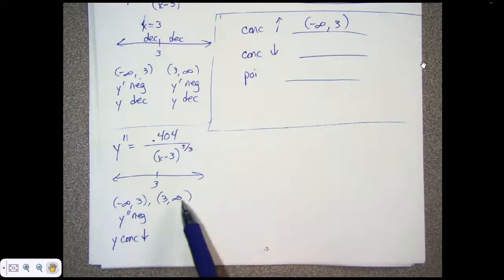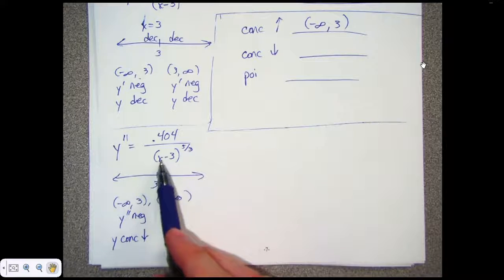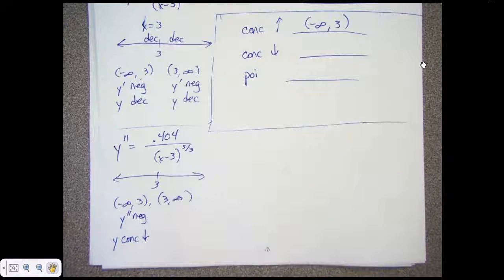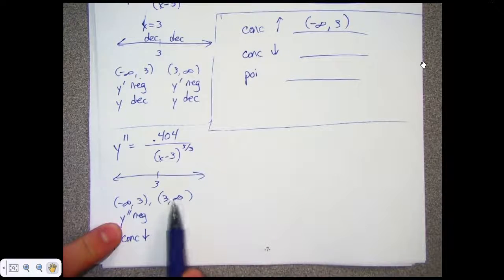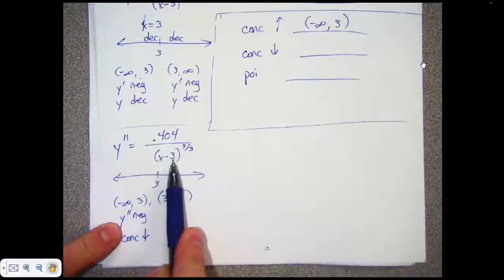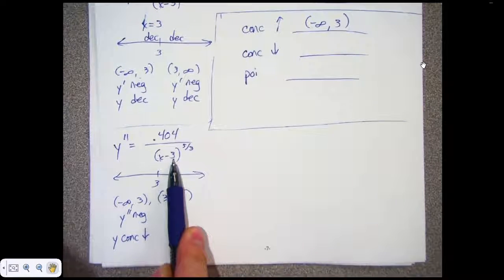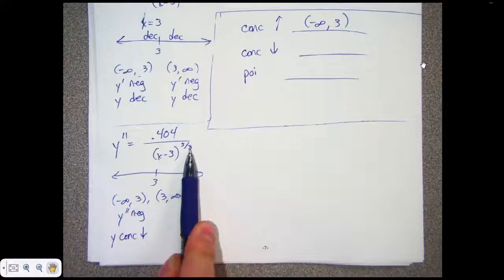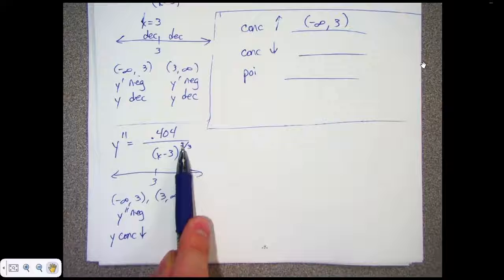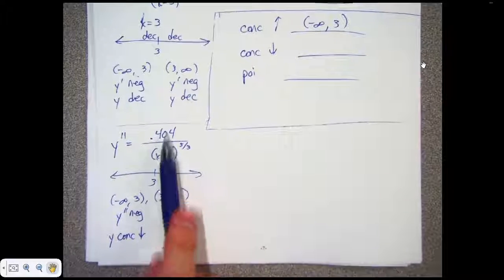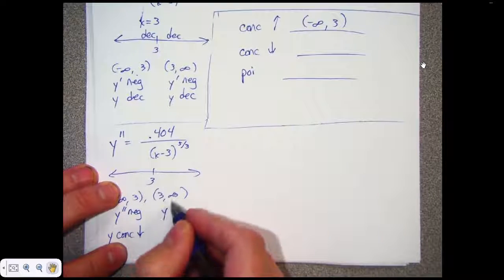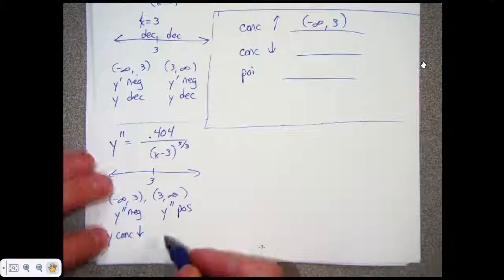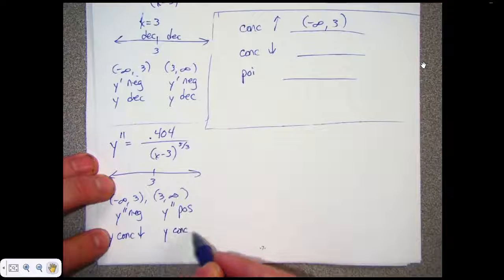So repeat that with a number between 3 and infinity. Say 10. 10 minus 3 is positive. And you can see why it doesn't matter what number I pick, right? I don't care what number I pick in this range. If I plug it in here and subtract 3, it's going to be positive, isn't it? It doesn't matter what you pick. Third root of a positive number is a positive number. To the 5th power, still a positive number. Positive divided by positive, still a positive number. So the second derivative is positive, which means y is concave up.